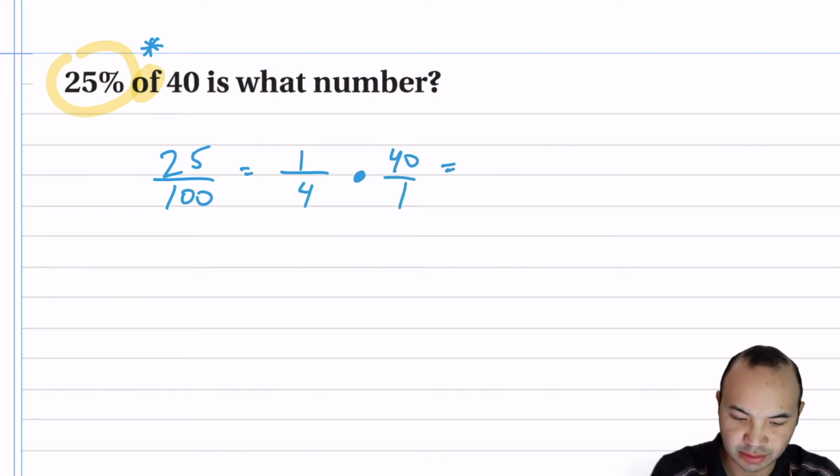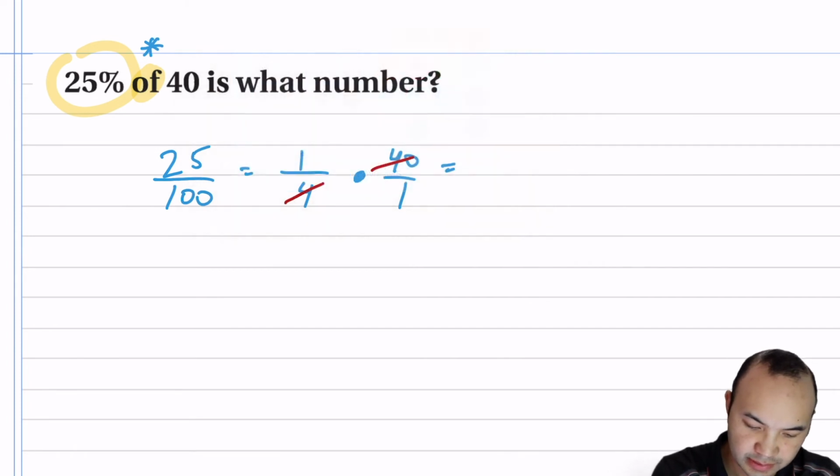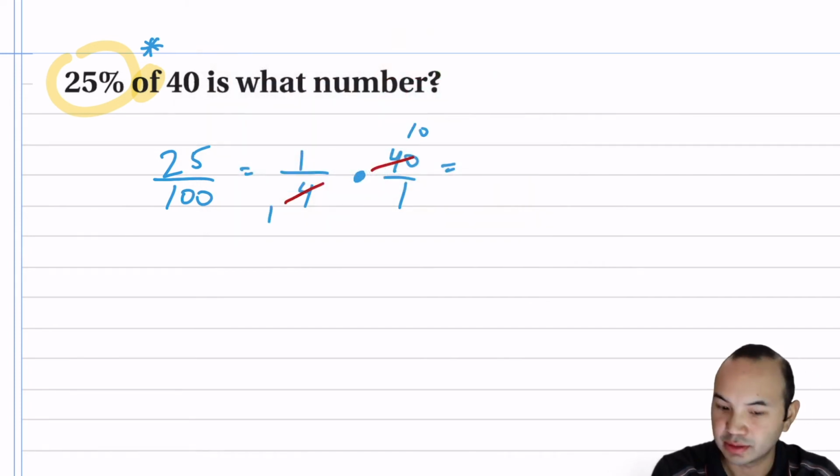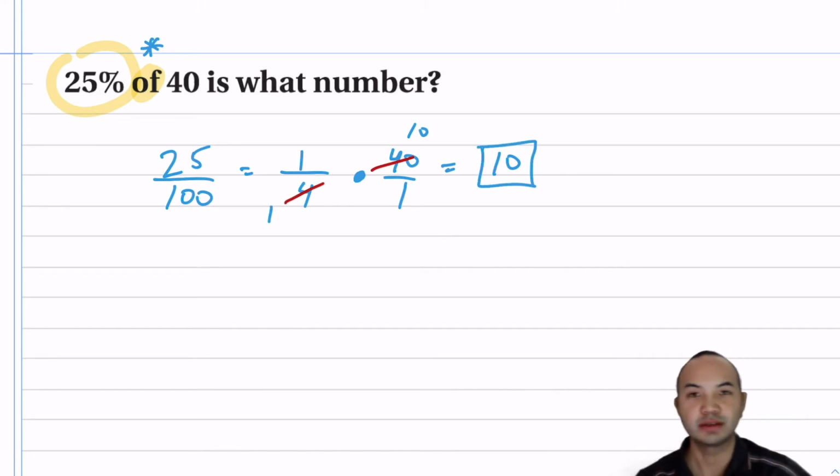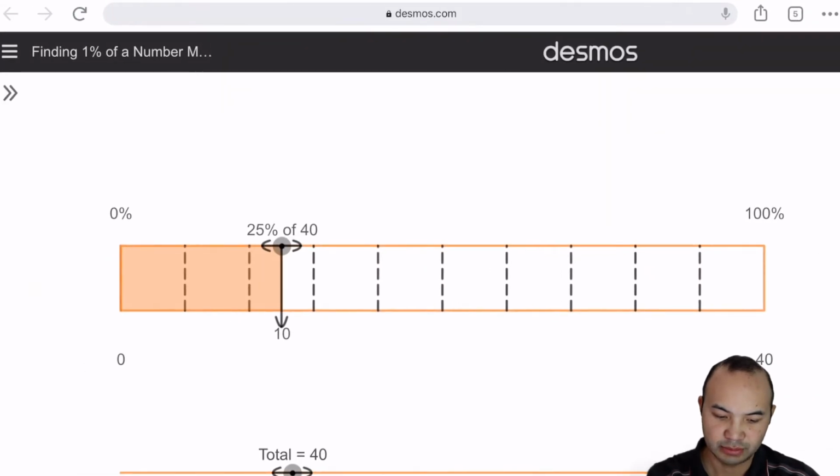And as you can see, you can cross cancel if you wanted to, right? You got, this is 1 and 10. So 1 times 10 is 10, 1 times 1 is 1, you get 10. 25% of 40 is 10, and that's exactly what we got when we're using the slider.